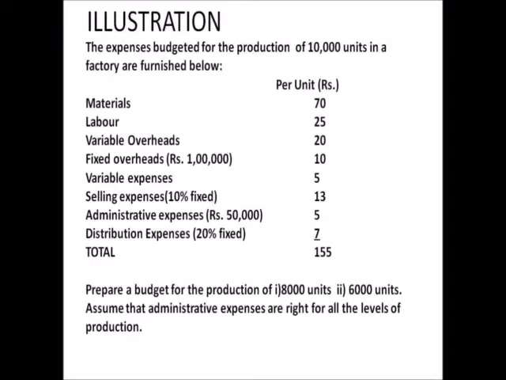The expenses budgeted for the production of 10,000 units in a factory are furnished below. So a particular budget is provided to you. You have been provided the cost per unit for 10,000 units in a factory. The material cost per unit is ₹70, labor cost 25, variable overheads, overheads are indirect expenses, 20, fixed overheads amounted to ₹1 lakh for 10,000 units. ₹10, variable expenses, direct selling expenses 10% fixed, administrative expenses ₹50,000, and distribution expenses 20% fixed.